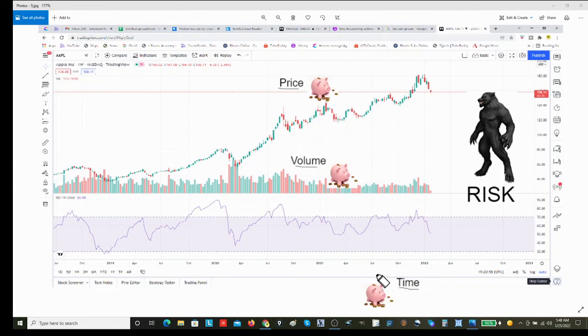And as you can see here, I have the three little piggies. Time, you can see it on this scale. Volume is on this scale in the form of vertical bars. And price on this scale here in the form of candlesticks. So as you can see, prices are continuously fluctuating up and down. They never move in a straight line. There's simply no such thing. It's always an up and down movement.